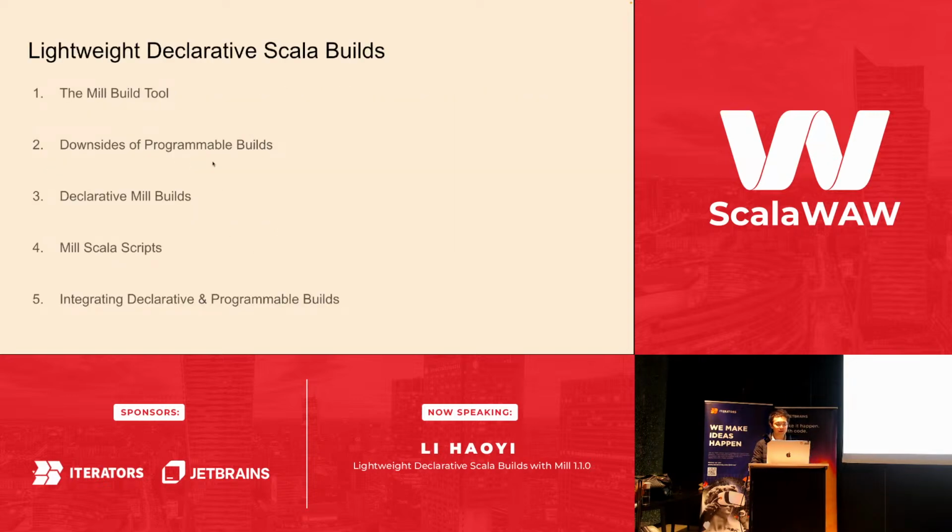So we'll talk about Mill, we'll talk about the downsides of Mill's traditional programmable build style. We'll show off Mill's new declarative builds, touch on Mill's new scripting features, and talk about how we can integrate declarative and programmable builds in the same project. So you're not forced to choose between one or the other, which is often the case with other build tools on the market out there.